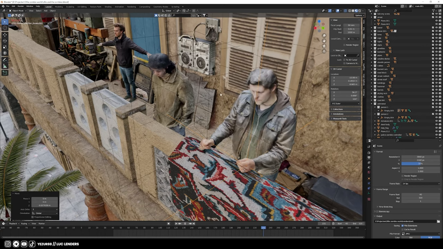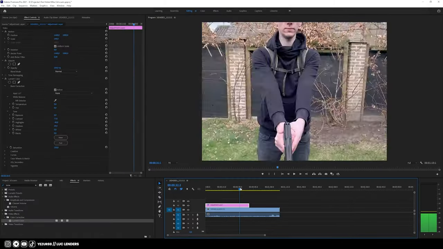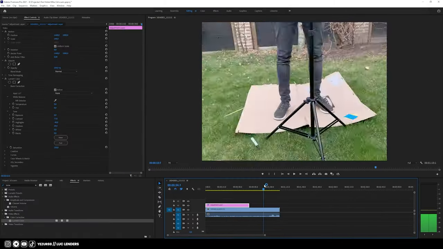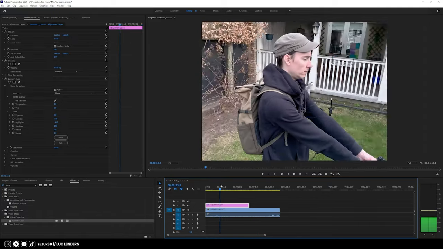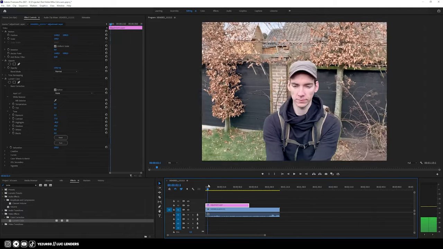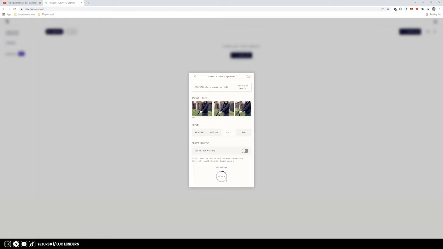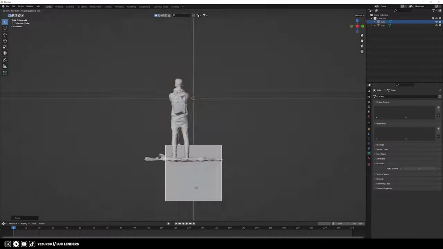But once again, you can barely see this in the final result, so I'm not sure if it was worth it. After this, it was time for photo scanning. I photo scanned myself holding a gun, and I used this in Polycam to generate a 3D model. This is not a real gun, by the way. It comes out of Sketchfab.